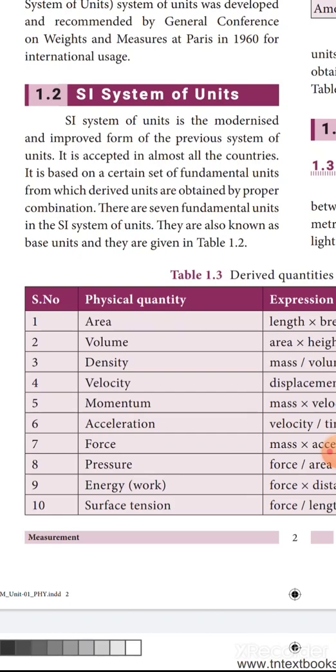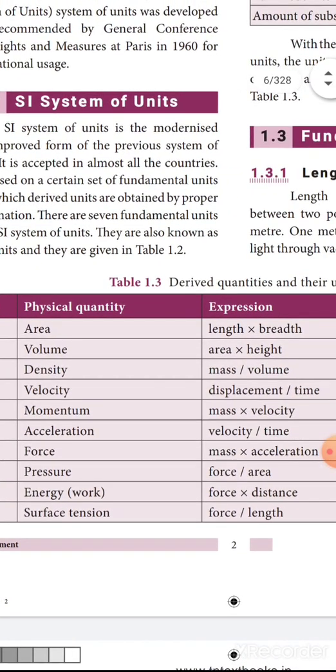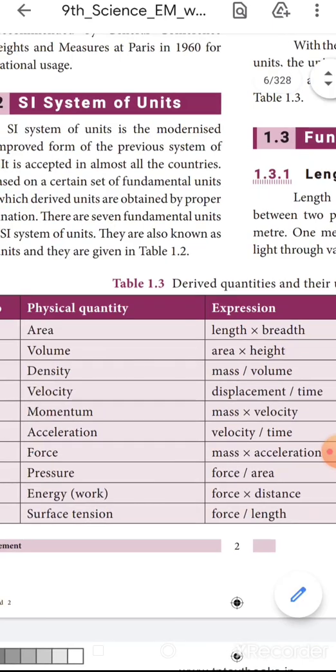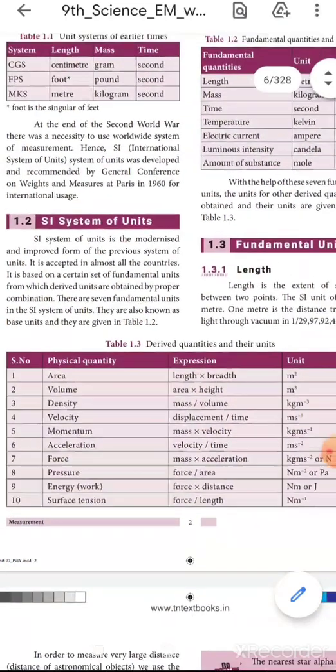Okay, how to tell the derived quantities? We know derived quantities come from the fundamental quantities. So the area expression is length and breadth. The length is a fundamental quantity. Are you understanding? From the fundamental quantity, these are derived, that is derived quantity. Since these come from fundamental quantities, that is a derived quantity. This tabulation is also very important.